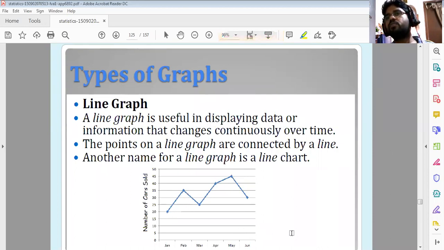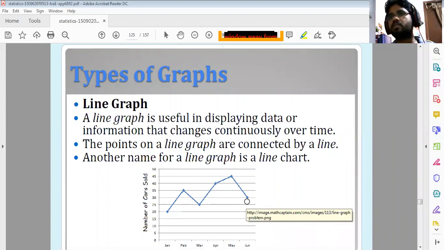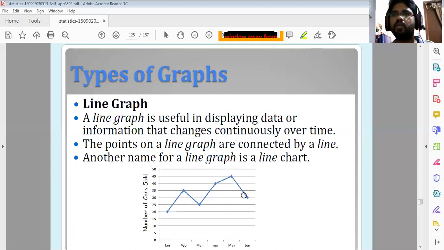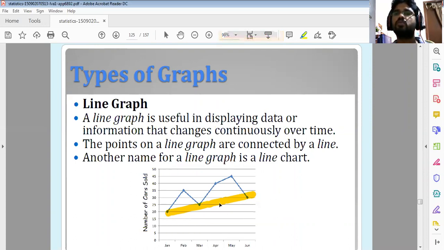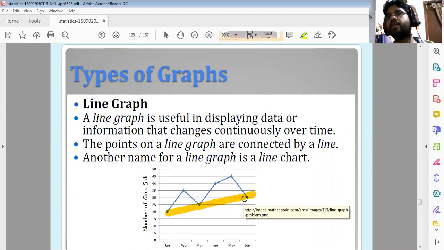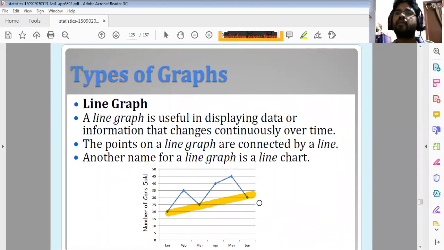The line graph is useful for displaying data or information that changes continuously over time. For example, from January to June, over six months, the number of cars sold has increased from 20 to 30. So over a period of time, there is a positive change. It means that from January to June there is an increasing trend. This is called a line diagram.